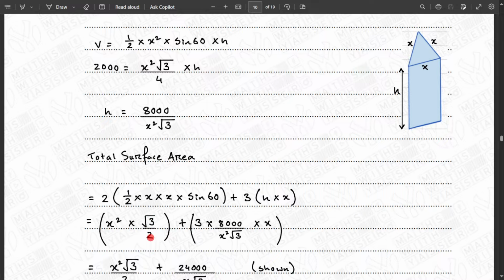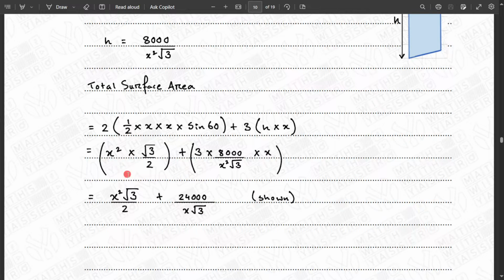So this will become x square root 3 by 2. Sine 60 is root 3 by 2, and this 2 and this 2 will cancel out, and we will be left with x squared times root 3 by 2. Plus, we are multiplying 3 with all the elements inside. So 3 times, we know that h can be rewritten as 8000 over x square root 3, times x. So this will become x squared root 3 by 2 plus 3 times 8 is 24, so 24,000, and if we simplify the power of x, it will become x root 3.